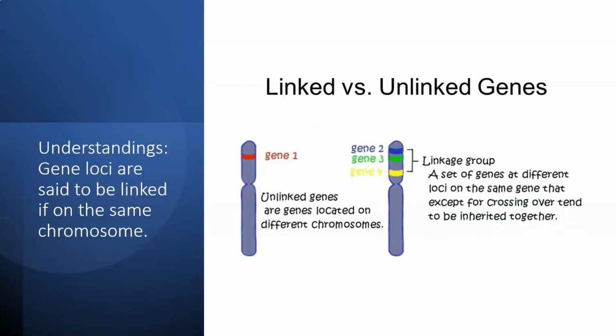Okay, so to look further at some of Morgan's work, we're going to look a bit further at this whole idea of linked versus unlinked genes. Now, we've looked heavily at unlinked genes and independent assortment through Mendel's work there. So now let's have a look at linked genes. So gene loci are said to be linked if they're on the same chromosome. So if genes are on the same chromosome, they're said to be linked.